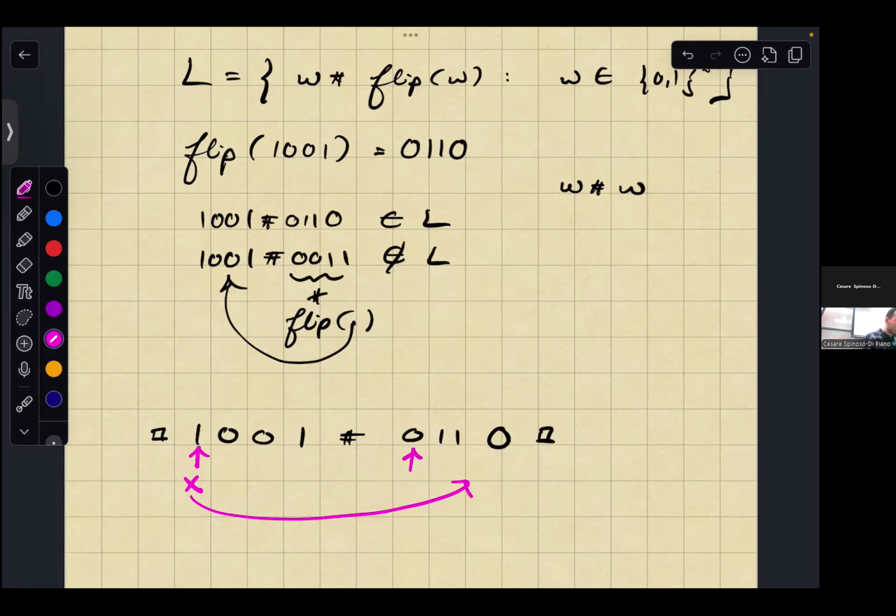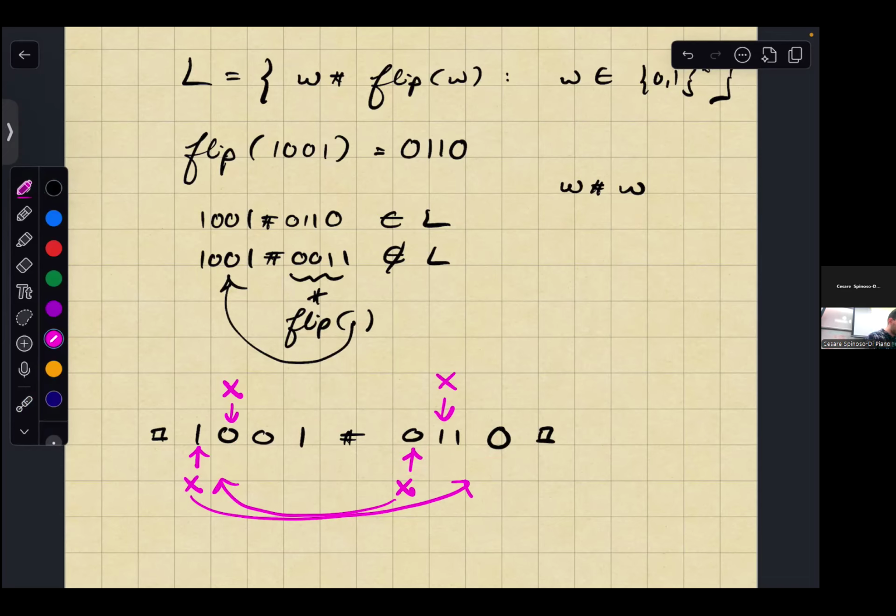If this truly is a 0, then I'll mark it, and then I will loop back here and start the process over again. This is why I'm saying I'm creating a while loop, because I'm doing this as long as I have things that are unmarked. Here I have a 0, so again I'll mark it with an X. But now what I'm looking for in this part of the string is not a 0, but a 1, because the flip of 0 is 1. My computation only keeps going if the first unmarked letter I see is a 1.